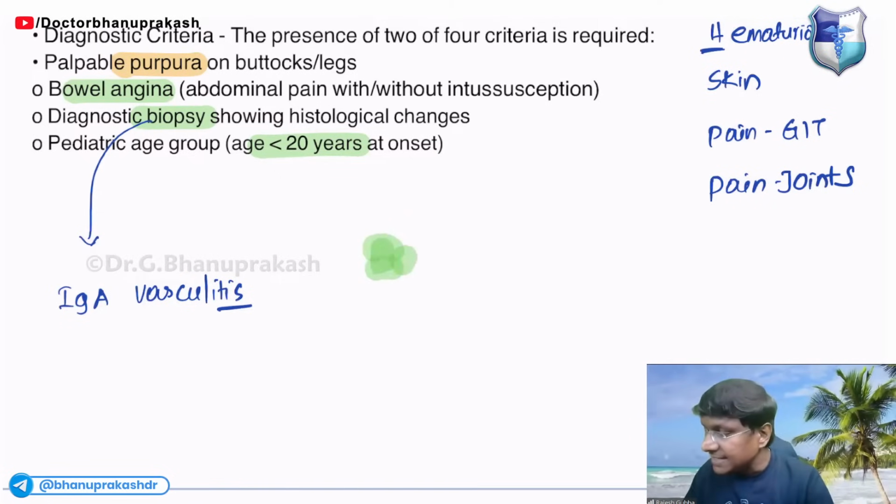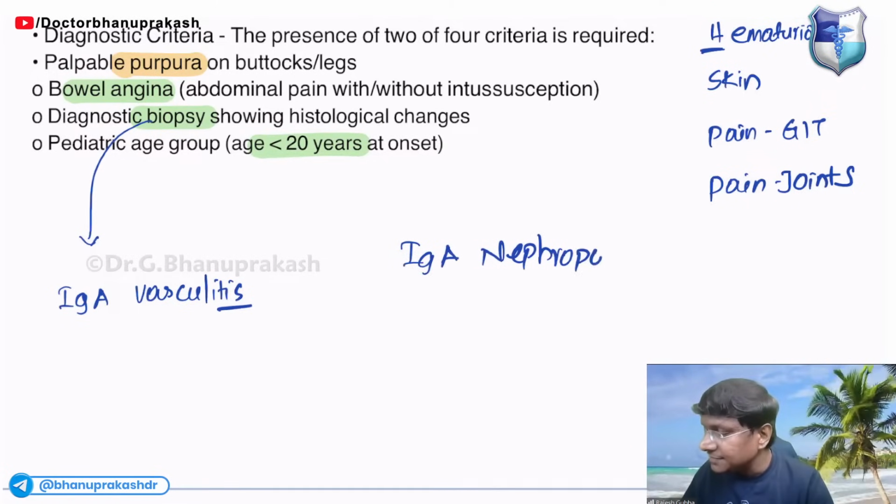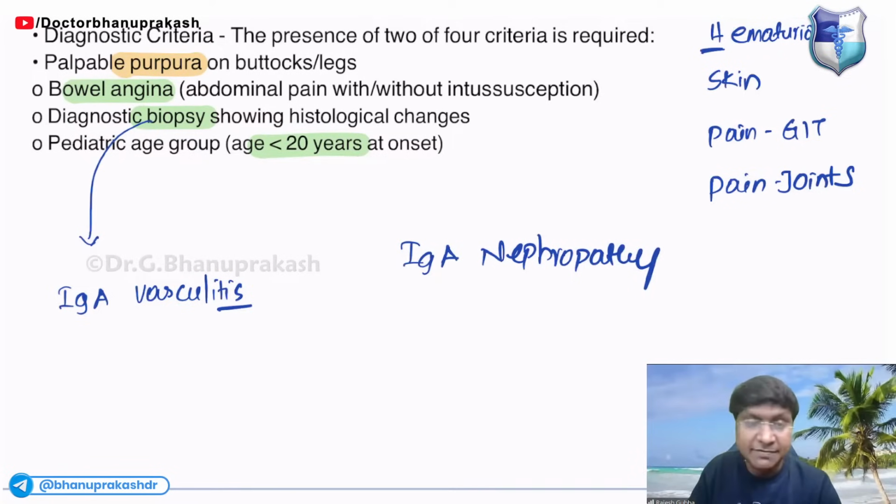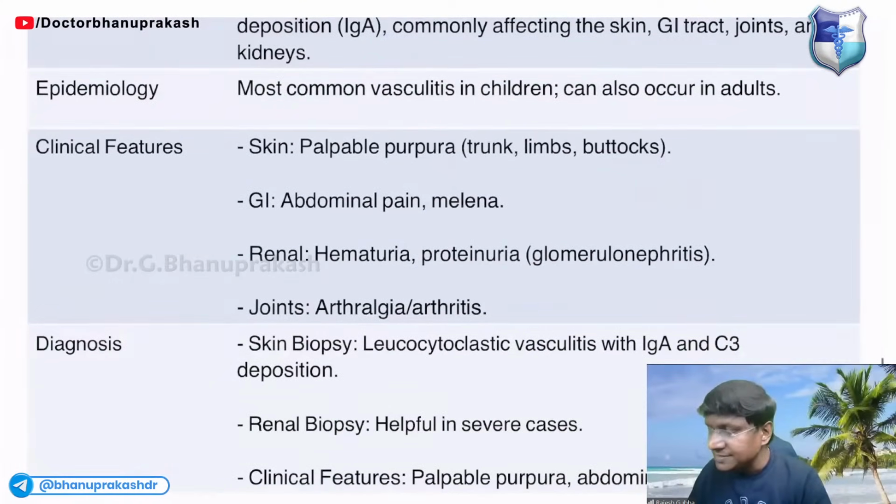And remember, your IgA nephropathy is different. IgA nephropathy, that will be your Buerger's disease, where you have recurrent hematuria. Whereas IgA vasculitis is different, which is the Heenan-Sjölin's purpura, right? So if you take this Heenan-Sjölin's purpura, this is the summary.